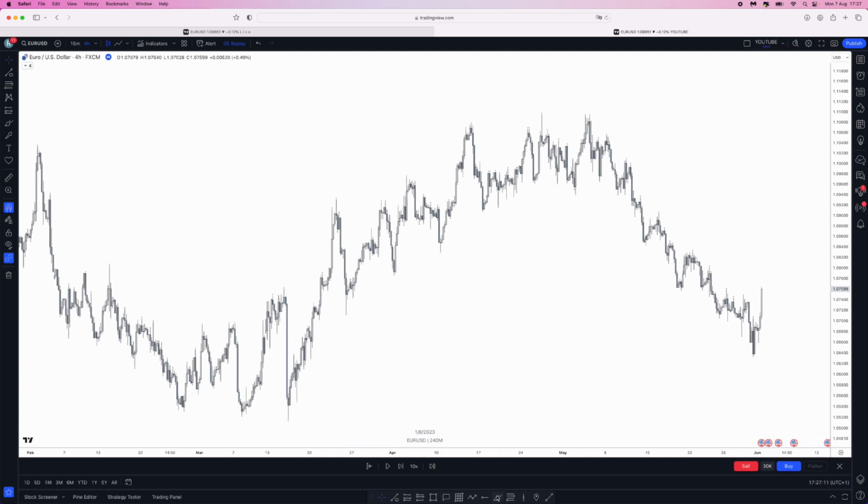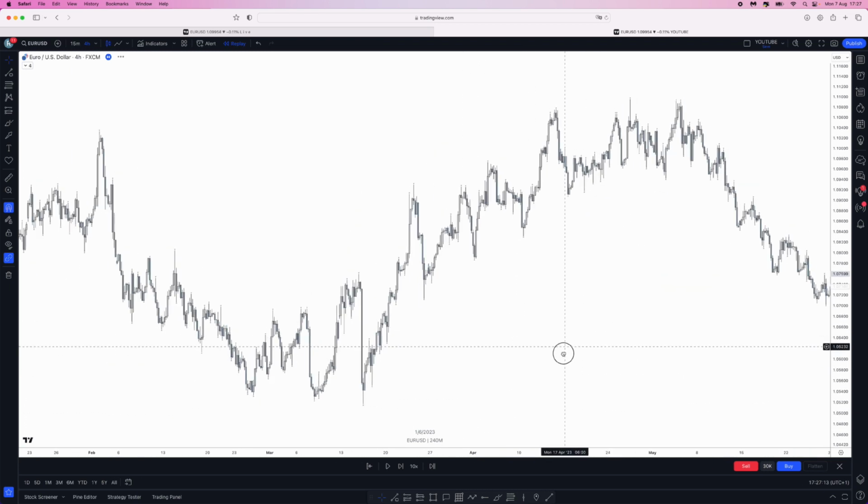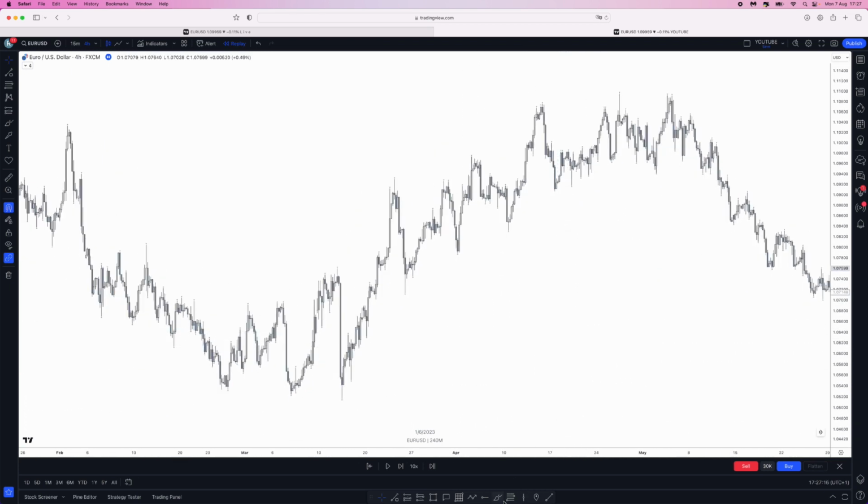And then what has happened is, if I just zoom in, we have put in this low. We've got a liquidity grab below this low, and I know this because we've got a wick below.